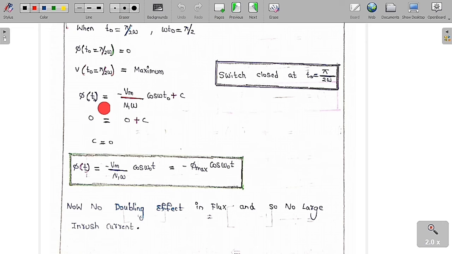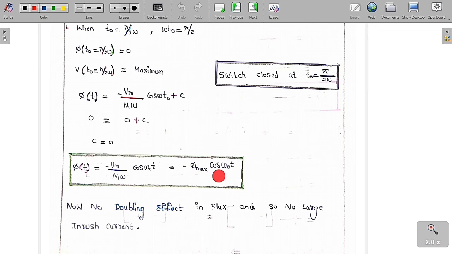So if I substitute in the general equation, phi of t naught is equal to minus Vm by n1 omega cos omega t naught plus c. I have already told you at t naught flux is equal to 0, and cos omega into pi by 2 omega cancels. Cos pi by 2 is nothing but 0, so this is 0 plus c. So c is equal to 0. Finally, if you substitute c equal to 0 in the general expression, we get phi of t is equal to minus Vm by n1 omega cos omega t, which is minus phi m cos omega t.